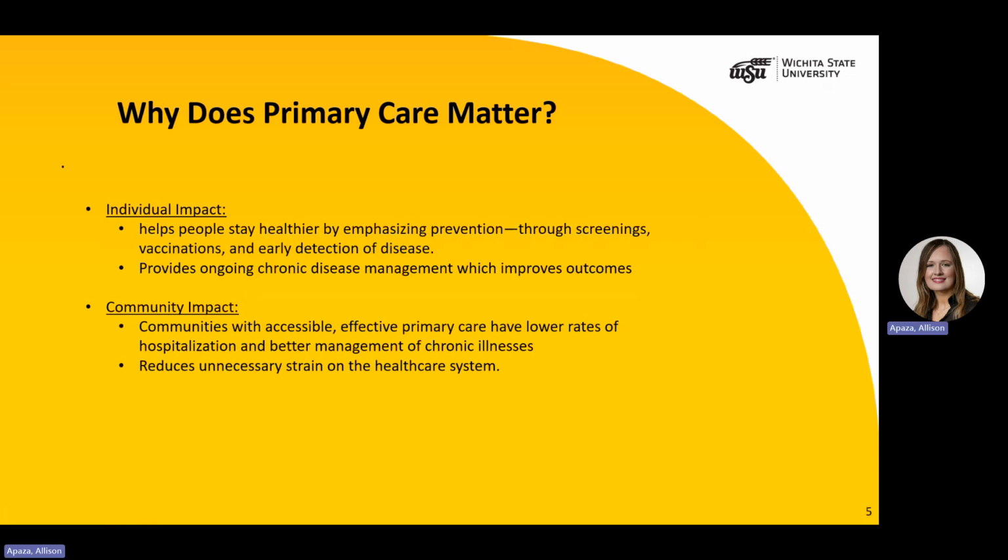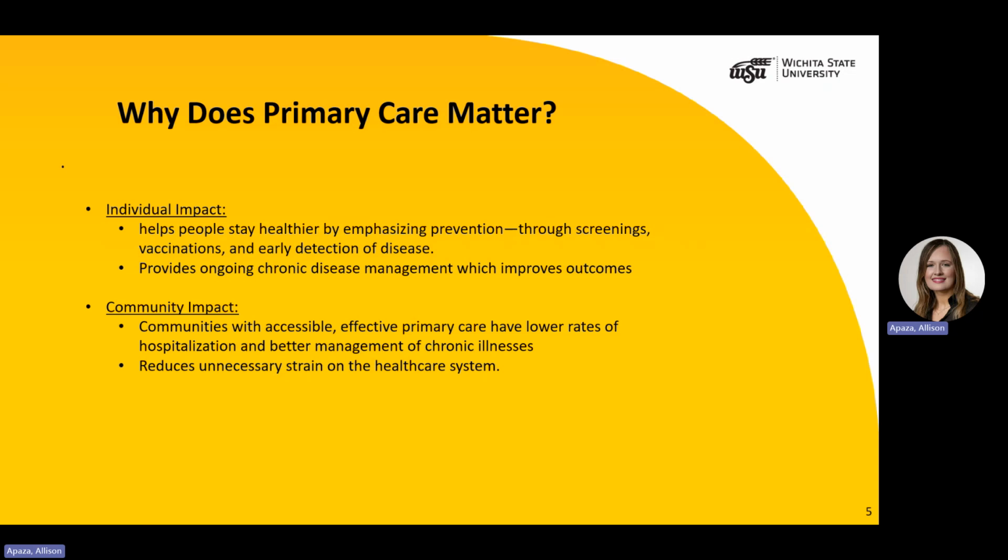So why does primary care matter? The clearest points that we can make are primary care's impact on the individual and community's health. Primary care helps people stay healthier by emphasizing prevention through screenings, vaccinations, early detection of disease, by catching health problems or behaviors early. Primary care providers can manage them before they become serious or life-threatening. This preventive approach also reduces the need for costly specialty care or emergency services.